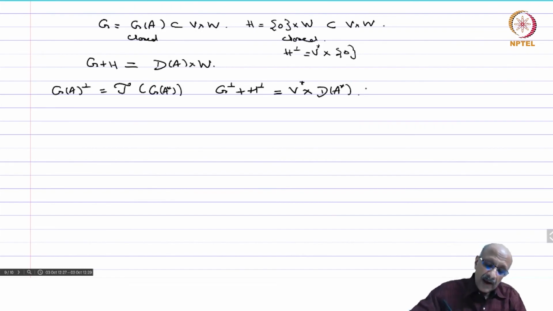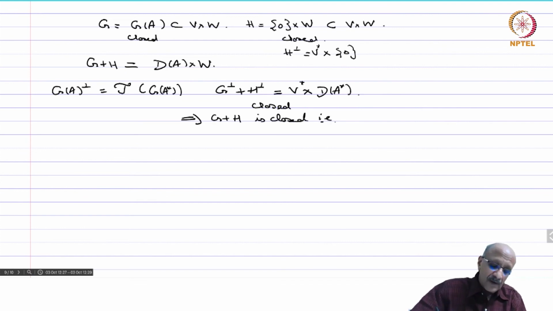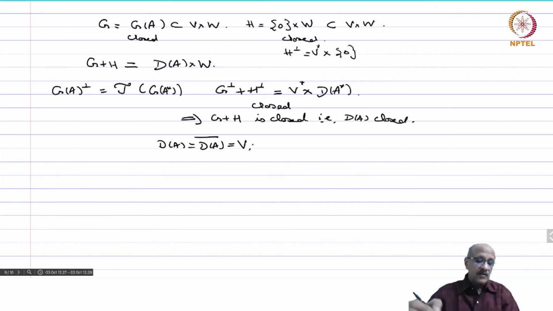Then this is given to be closed, because this is closed and V star is closed. And then we proved this theorem; this is the only part of that theorem which I did not prove: this implies that G plus H is closed. That is, G plus H is D(A) cross W, therefore D(A) is closed. Therefore D(A) equals D(A) closure, which is equal to V, and that is the first part of the theorem which we wanted to prove. So this proves the equivalence of all the statements.